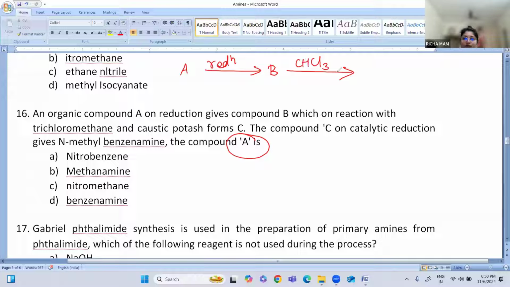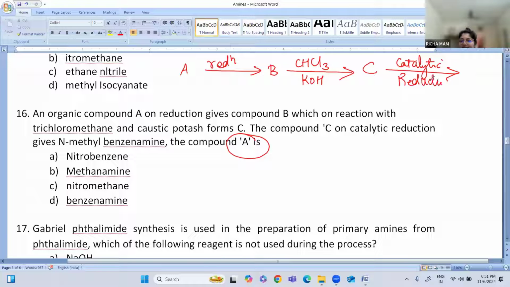Trichloromethane, okay, chloroform and caustic soda. And caustic potash, sorry, caustic potash. So that is your potassium hydroxide. You are going to get C. So this C, on catalytic reduction, okay, we are going to do what? Catalytic reduction means what? With hydrogen in the presence of palladium, platinum, nickel. So that is called catalytic reduction.